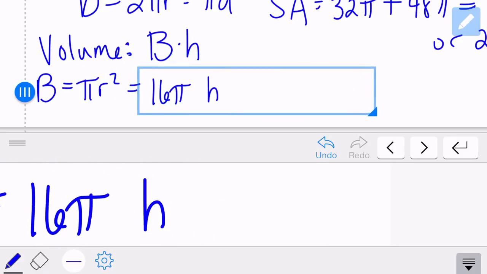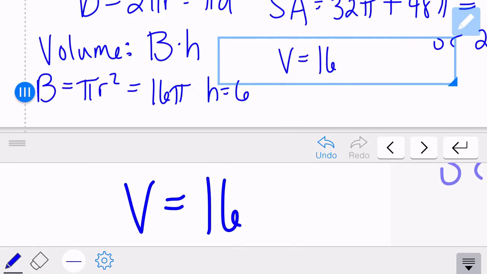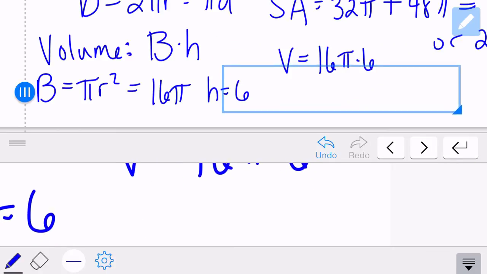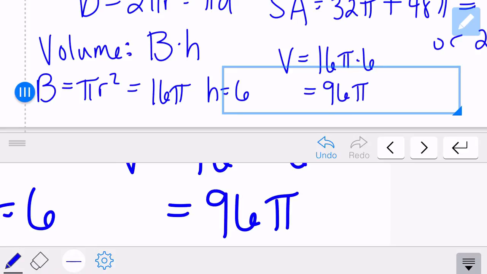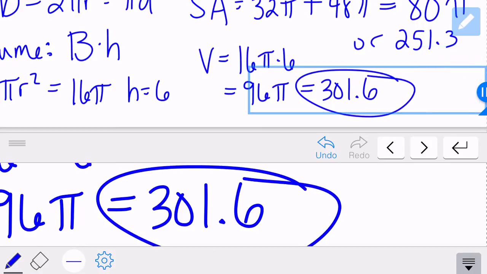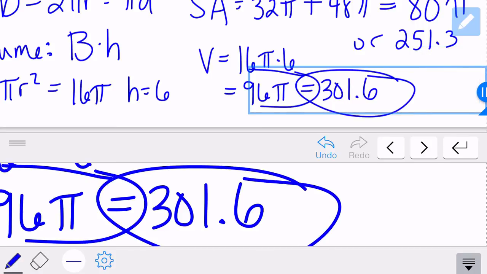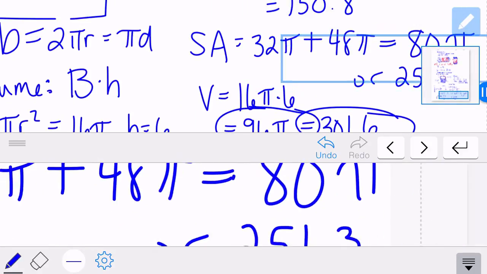And we know our height is 6. So our volume is going to be 16 pi times 6. And then 16 times 6 is going to give us 96. So 96 pi, if we do that, should get about 301.6. Okay, so that's our volume, either one of those. And our surface area up here.